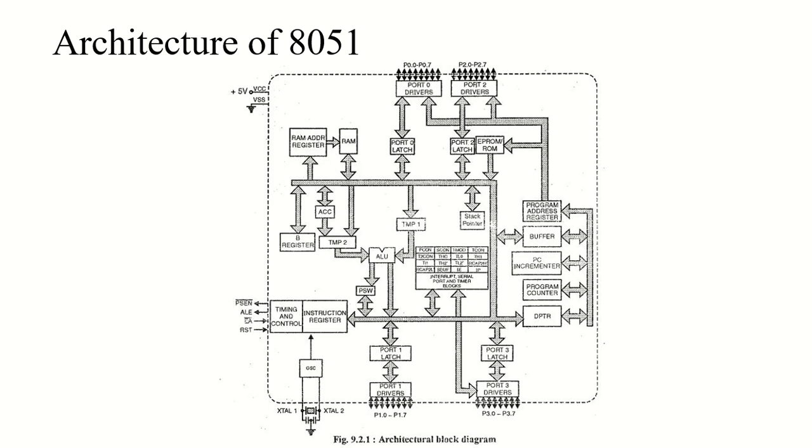We have port 1, which is connected to the port 1 latch, which holds the pins P1.0 to P1.7. Then port 2 stands for P2.0 to P2.7, and port 3 moves from P3.0 to P3.7 in pins, right?